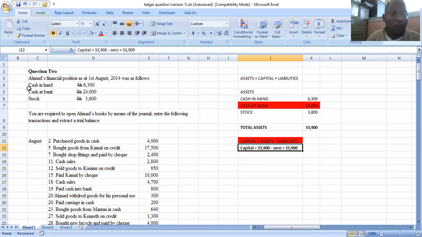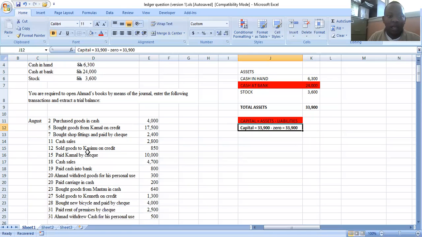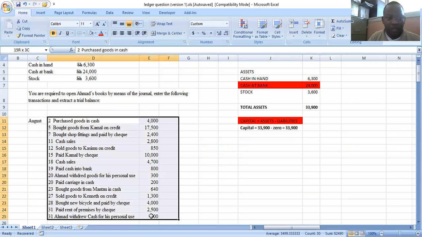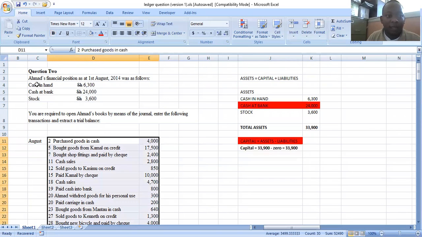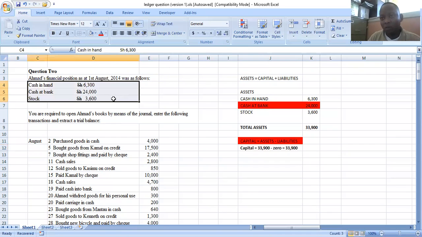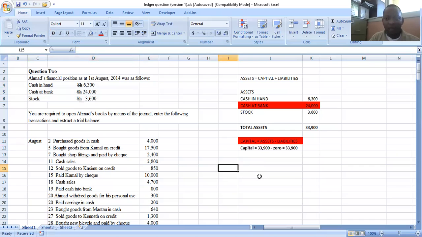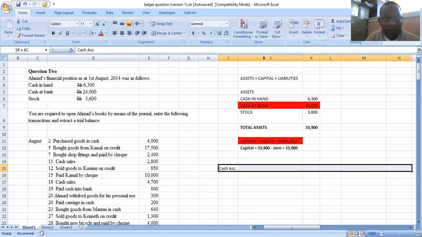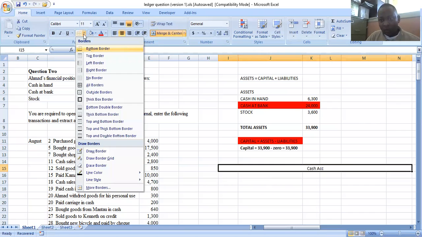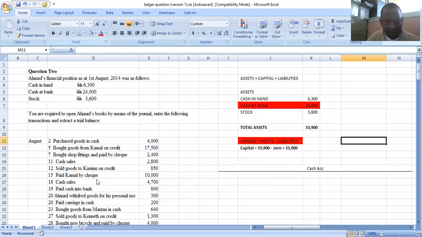So next, we are supposed to post these transactions in the ledger, but before you do that, these opening balances must also be in the ledger. These opening balances that we have for cash in hand, cash at bank, and stock need to be in the ledger. So we do that. We open the accounts for cash in hand and cash at bank. So cash account. So you do a T account for it. For cash account, you draw a T account.